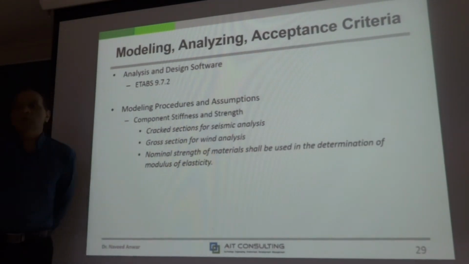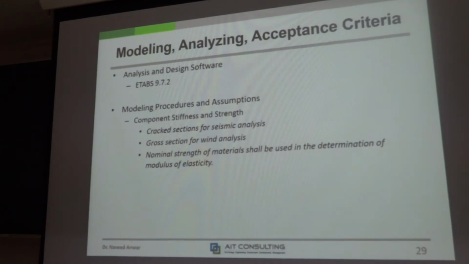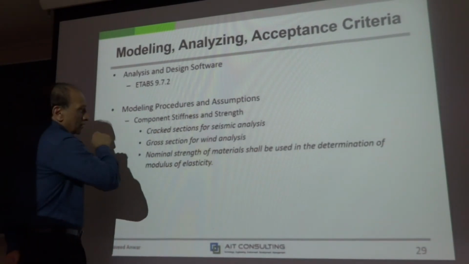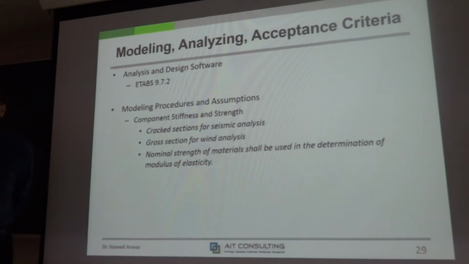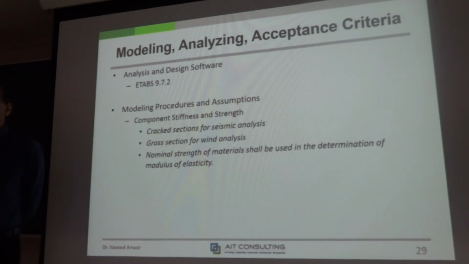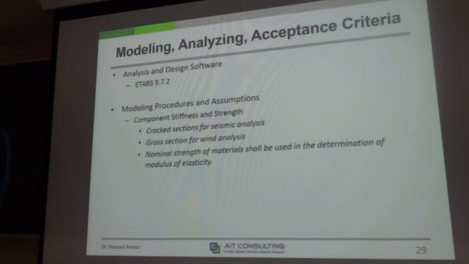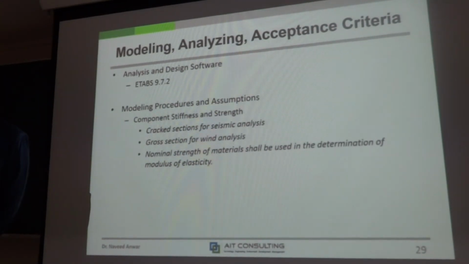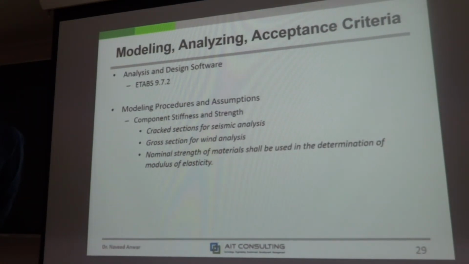Normally, what codes tell you, of course wrongly, is that you should use cracked section for seismic analysis. You should use gross section for wind analysis. Now my question is, what happens? Today an earthquake came and tomorrow wind will come. The structure is already cracked after the earthquake and you are still basing your wind analysis on gross sections. What sense does it make, right?